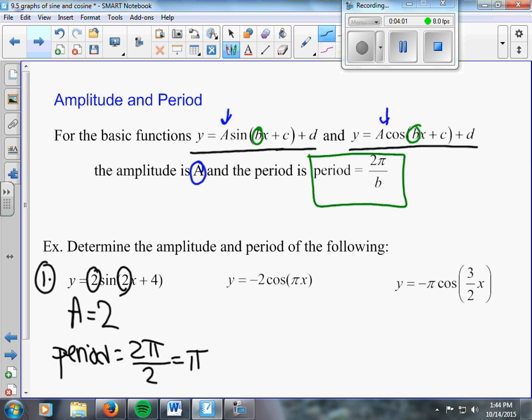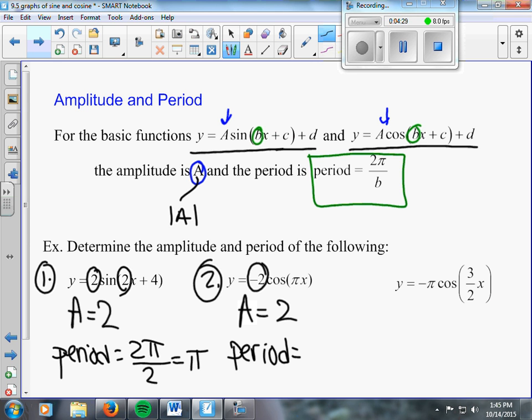All right, now on number 2 here, what is my amplitude? Well, the amplitude is always going to be positive. So even though this is a negative 2, I'm still going to say that the amplitude is 2 because you want to use the absolute value of A. So maybe I should modify this and say the amplitude is actually the absolute value of A. That negative matters. That will reflect our graph over the x-axis, but it doesn't change the amplitude. Okay, because the amplitude is just the magnitude of what's in front of it.